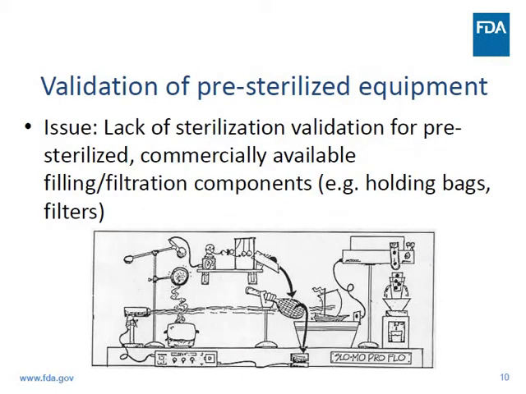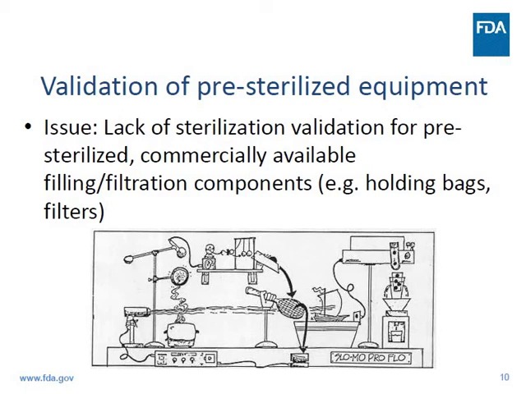So sometimes an applicant may be using a filter or a holding bag that they purchased sterile from another vendor. But often we don't actually have that information in the application. They may fail to tell us that they're using this pre-sterilized filter, and they won't have provided the sterilization validation information. So this can make it a problem, because when we're looking at your application, we need to also know and understand how the sterilization of this filter or holding bag is being performed.